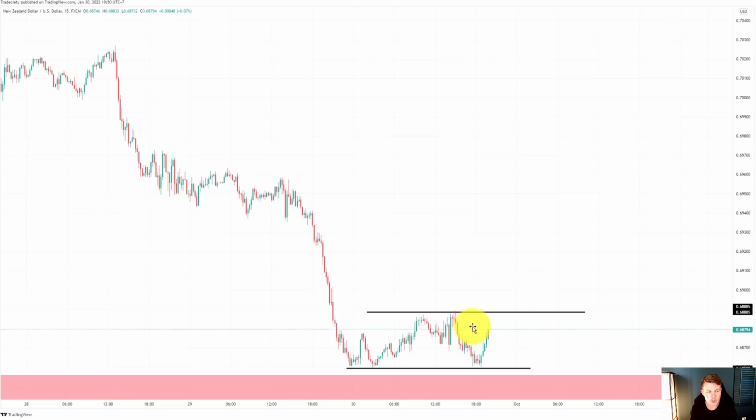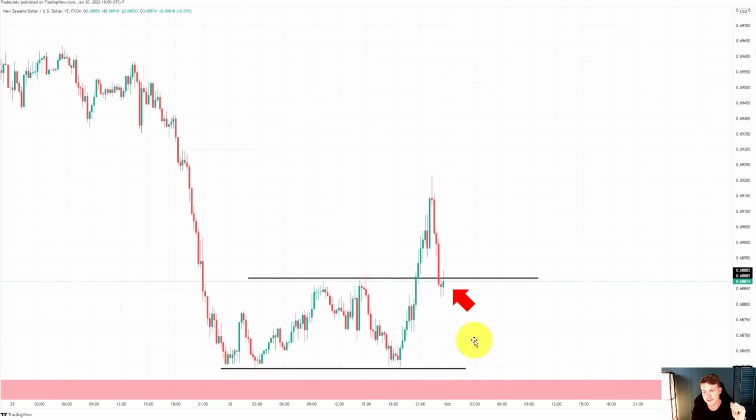So in this case, what we are going to do is, first of all, we do nothing, very important. We don't want to trade in ranges. So we want to make sure that the market is breaking out of it. And then you can see the market broke out. It's coming back into it.